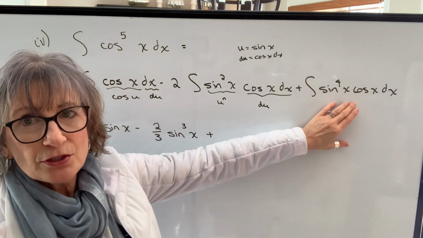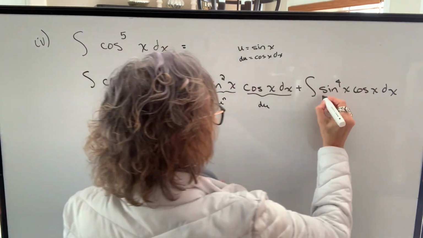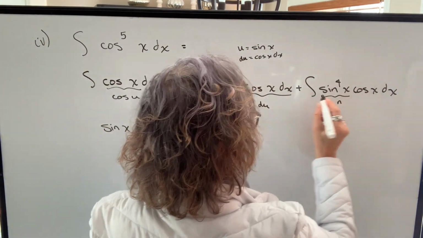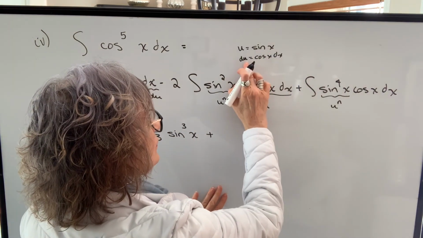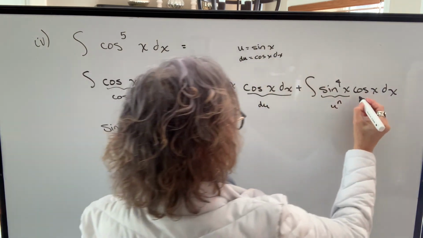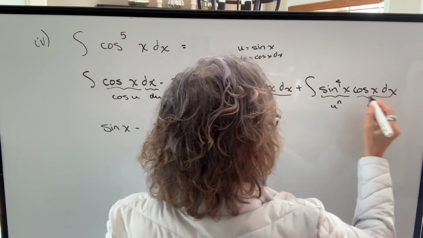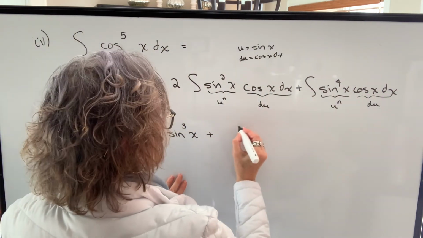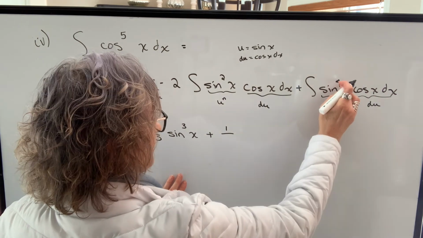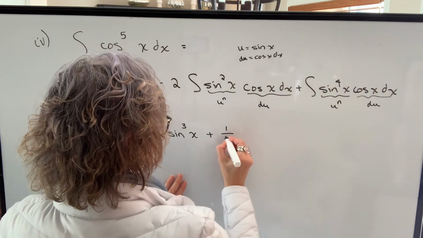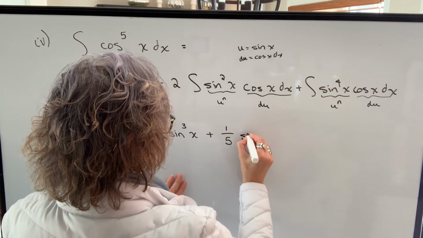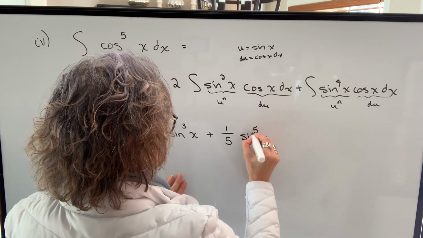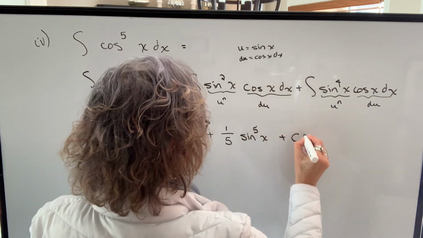My next term, I do exactly the same thing. I have a u to the n. My u is still sine of x, so my du factor is cos of x dx, which I have. So I use my general power formula on that term. So the integral will be 1 over n plus 1. N plus 1 will be 4 plus 1, so it'll be 5. The sine of x to the power of 5. And now we can add our constant of integration.